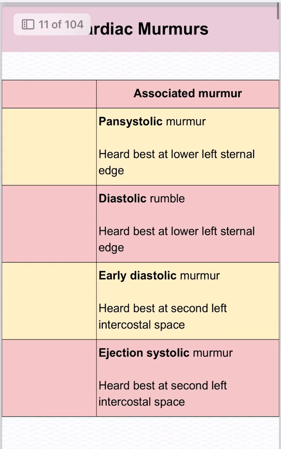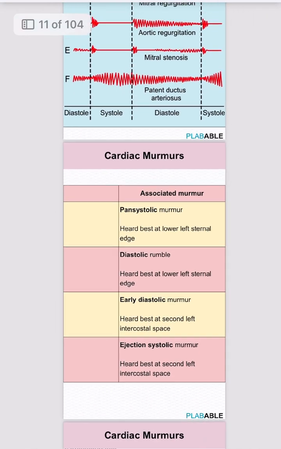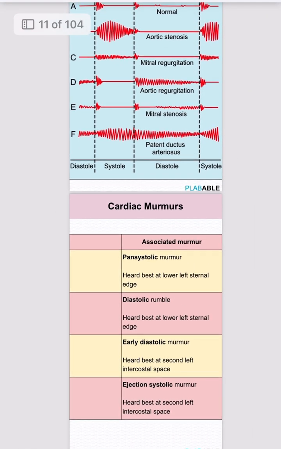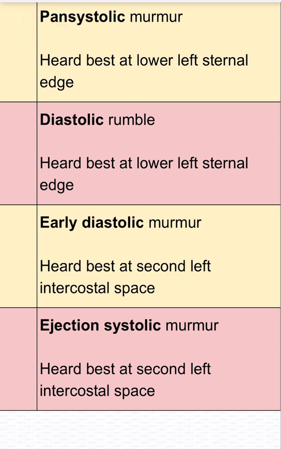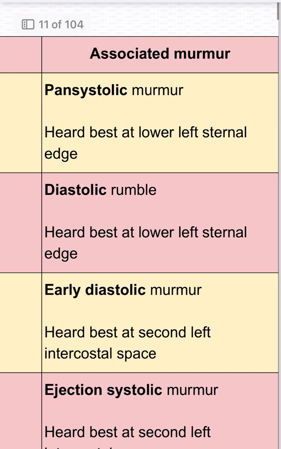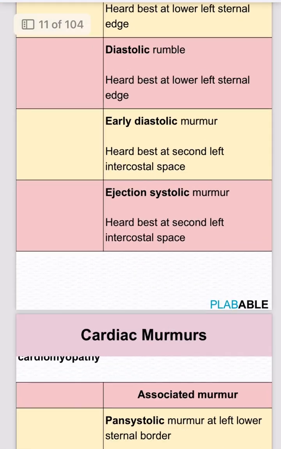Now let's talk about the associated murmurs. If a patient presents with a pansystolic murmur, it will be heard best at the lower left sternal border. Diastolic rumble is also best heard at the lower left sternal edge, so pansystolic and diastolic murmurs are both at the left sternal edge. Early diastolic murmur and ejection systolic murmur are both best heard at the second left intercostal space.